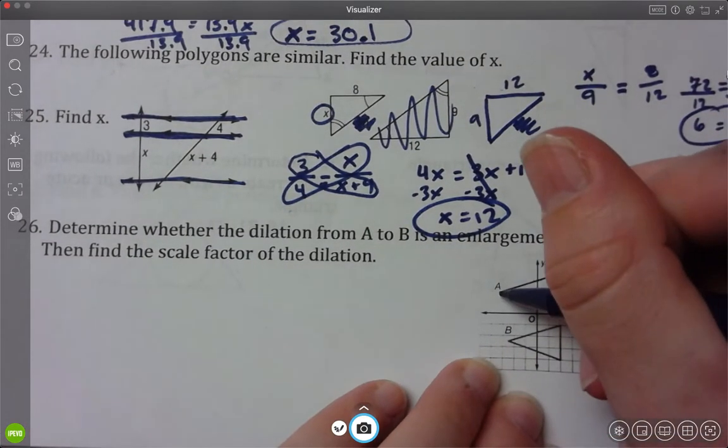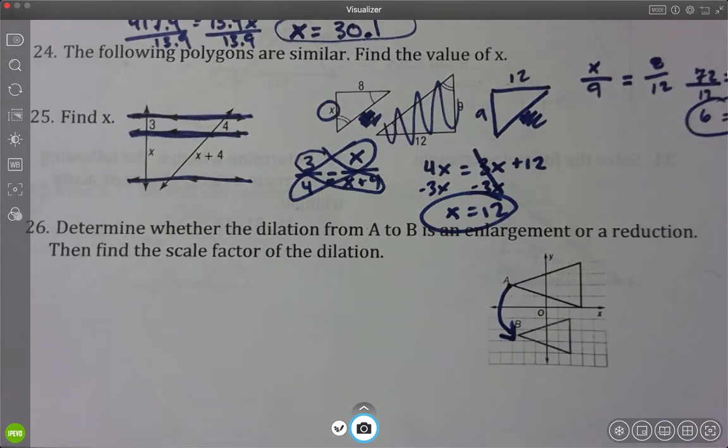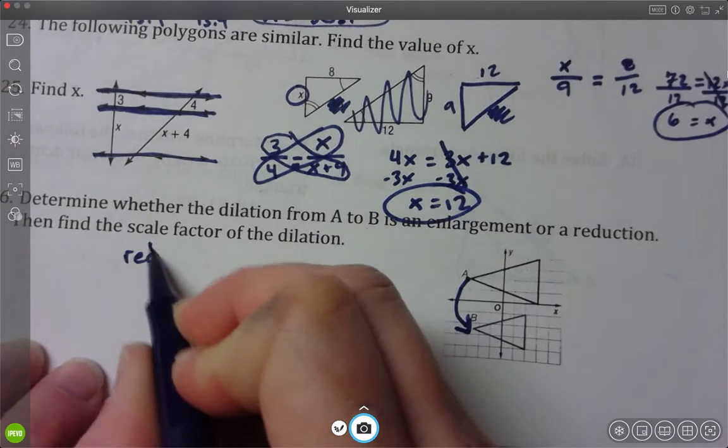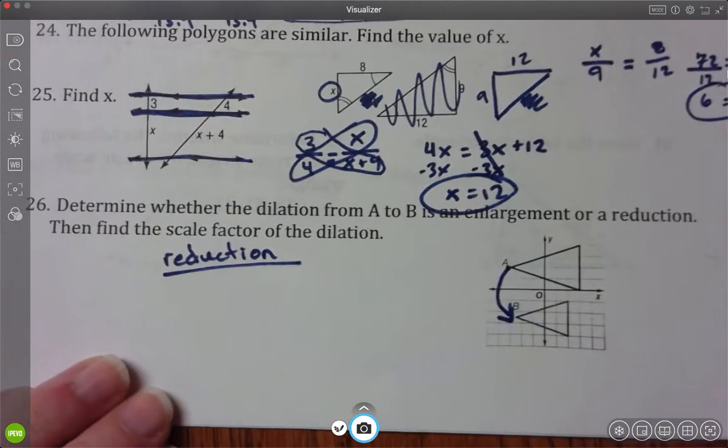All right, determine whether the dilation from A to B is an enlargement or a reduction. So we're starting with A and we're going to B. If we're starting with the bigger one and going to the smaller one, we are doing a reduction. Then they want us to find the scale factor of the reduction.